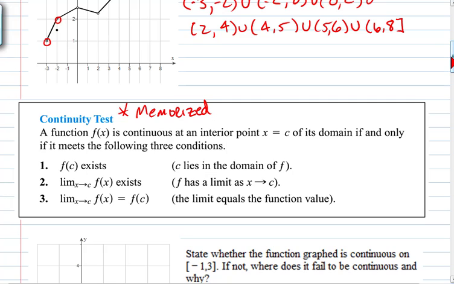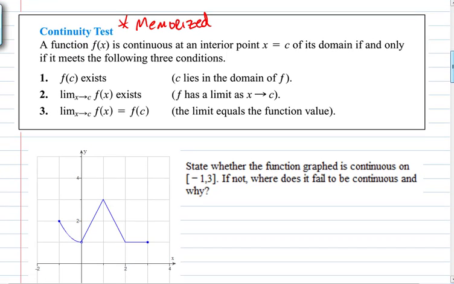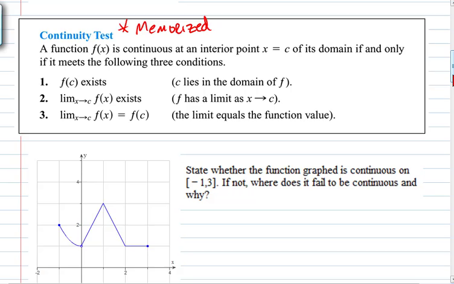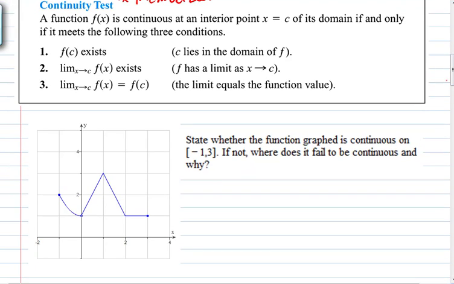So hopefully you have these written down, because the next example, I'm going to slide this up and you may not be able to see it. So state whether the function graphed is continuous on the interval from -1 to 3, including -1 and 3. If not, where does it fail to be continuous and why? So from -1 to 3, is this function continuous everywhere? And if you're in the back of the room, you may not be able to tell. Why is it not continuous?